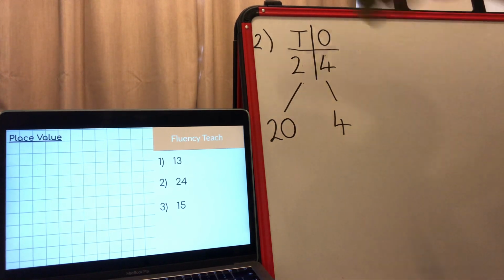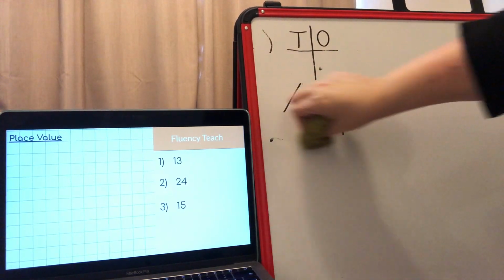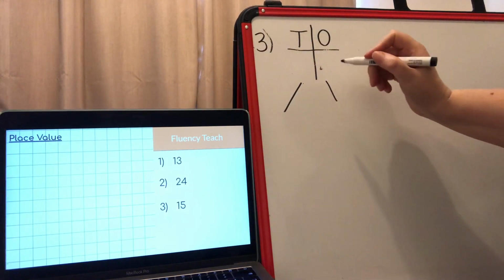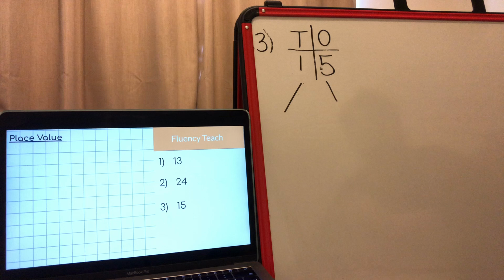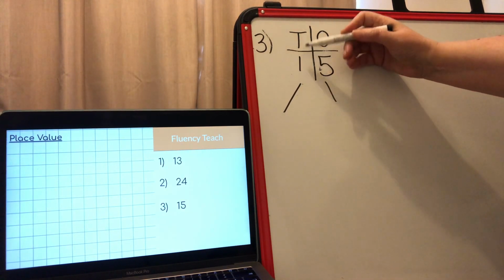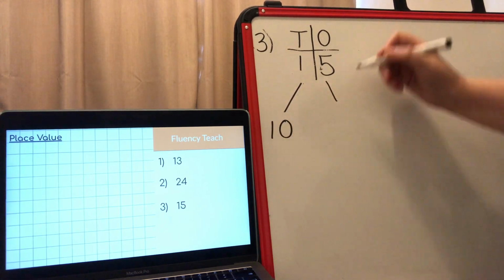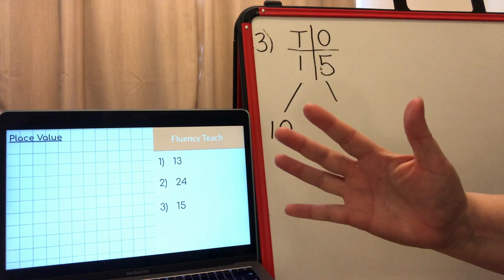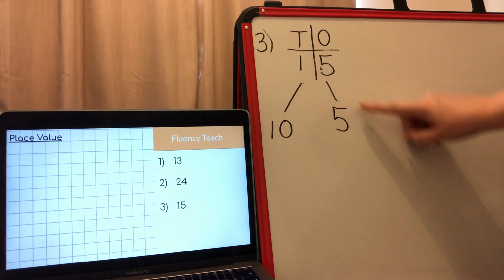Okay, let's look at number 3. Just need to rub out some of my numbers. So question 3, I've got the number 15, the 1 first, then the 5. How much do you think this 1 is worth? What's its value? It's 1 ten, isn't it? So that has a value of 10. And how much is 5 ones? A 1, a 1, a 1, a 1 and a 1. 1, 2, 3, 4, 5. It's just 5. So 15 is made up from a 1 that has a value of 10 and a 5 that has a value of 5.